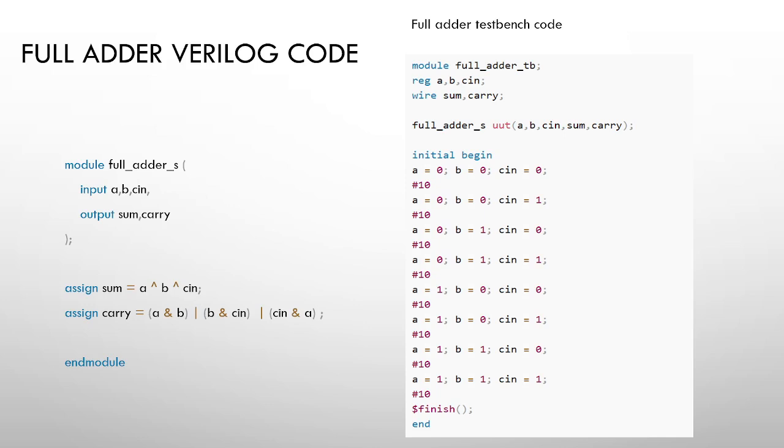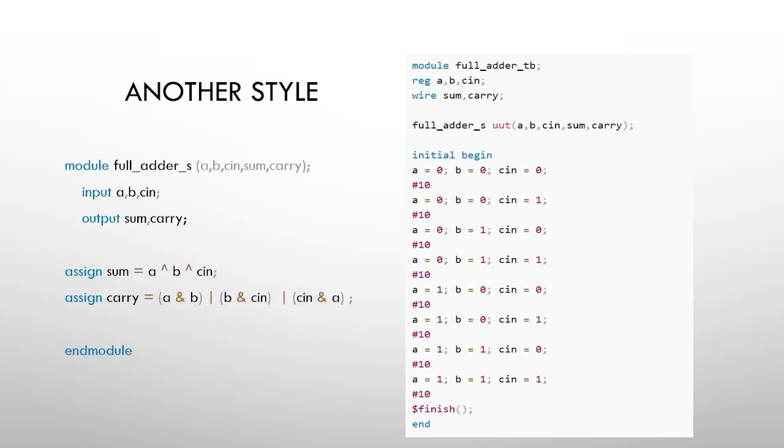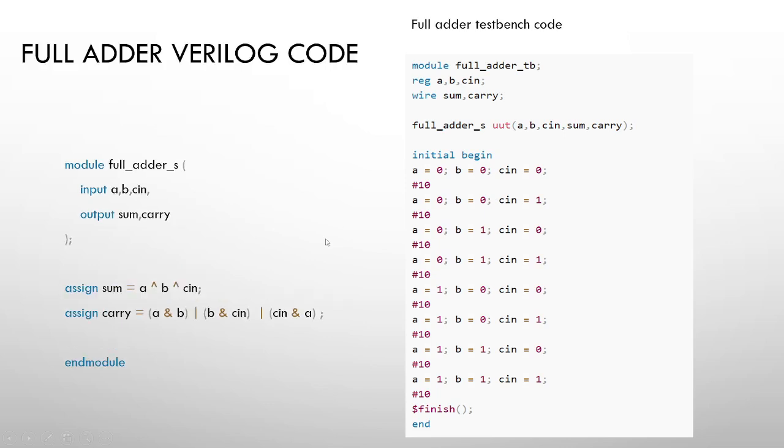So as for now, just remember that this is RTL and this is test bench code. Okay, so this is one way of writing the Verilog code: module followed by module name, then the ports list, then the logic, and endmodule.